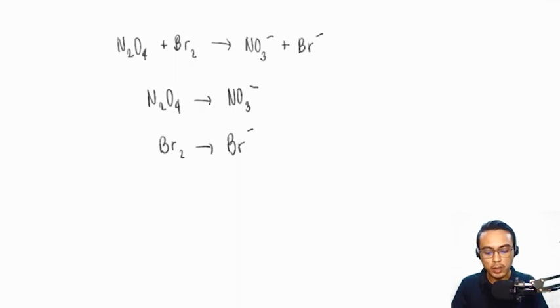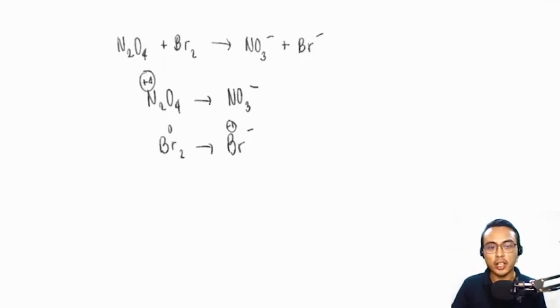For bromine, this is 0 because it's a free element. For Br minus, it's -1 because it's the anion bromide. For nitrogen in N2O4, if you perform the reverse crisscross, you would see that oxygen is at a -2, while nitrogen is at a +4.